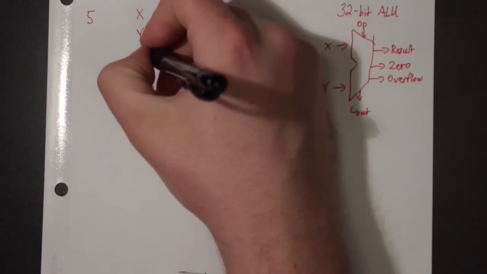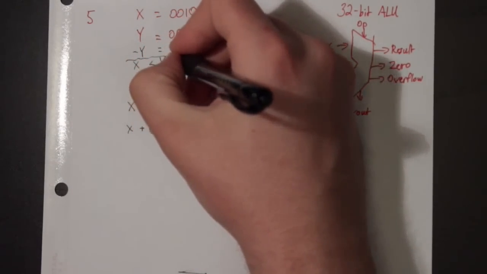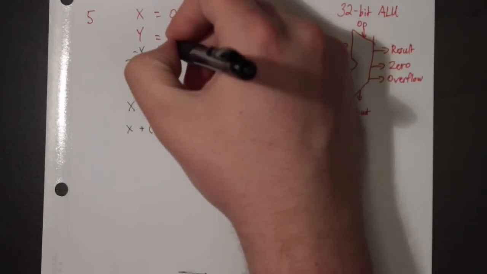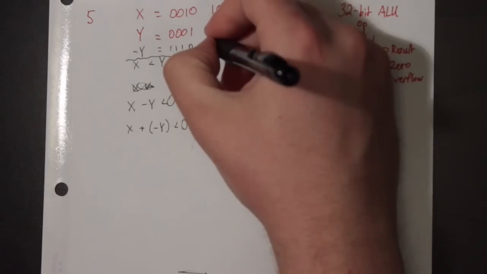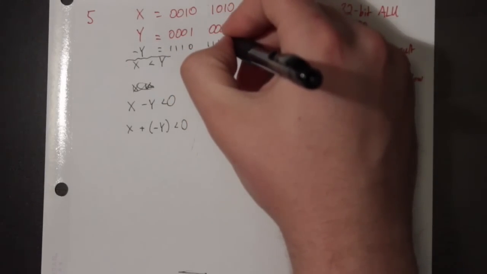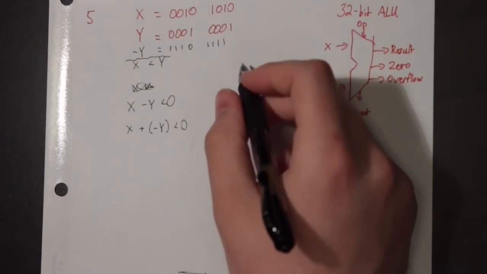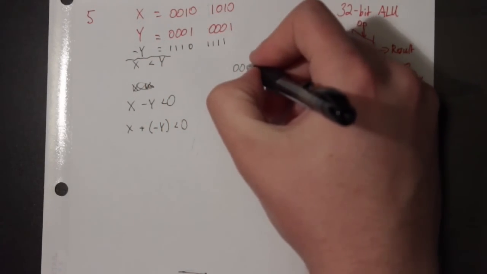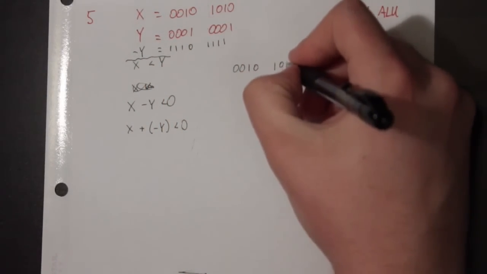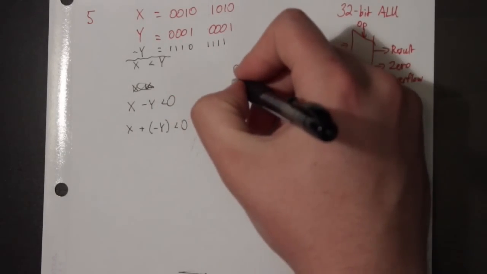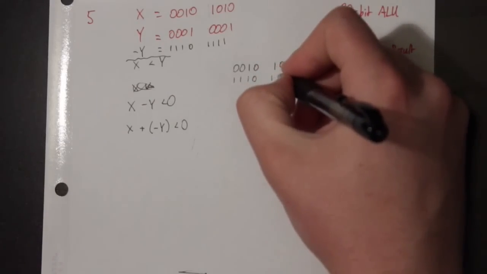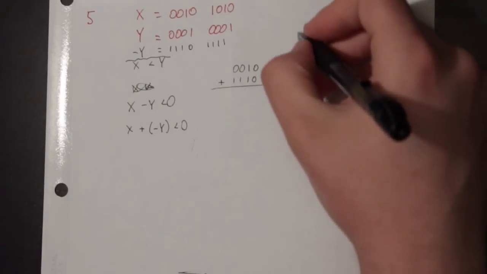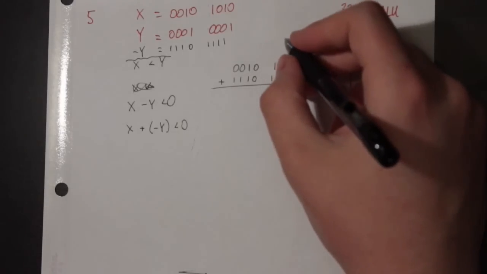So the first thing we have to do is find negative y. Up here, I know that this is kind of sloppy looking, but I'm going to add a line. We're going to invert this value, so we get 1, 1, 1, 0, 1, 1, 1, 0, and we're going to add 1, so there's negative y under 2's complement. Now I'm going to copy x, 0, 0, 1, 0, 1, 0, 1, 0, and then copy negative y, 1, 1, 1, 0, 1, 1, 1, 1. I'm going to add them because the second one is negated, so it's the same as a subtraction.